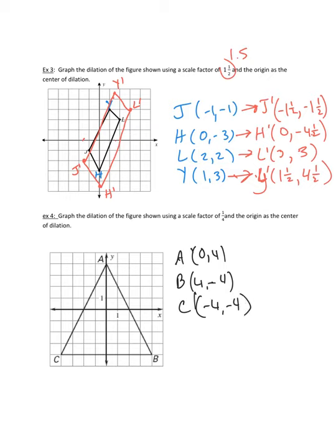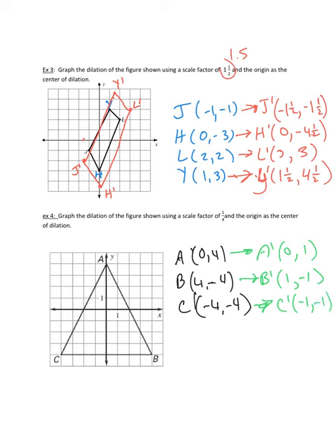Okay, so when I multiply by 1/4, that's really like me dividing by 4. So A prime is going to become 0, comma 4 divided by 4 is 1. B prime is going to be 1, -1. And C prime will be at -1, -1, because 4 divided by 4 is 1.